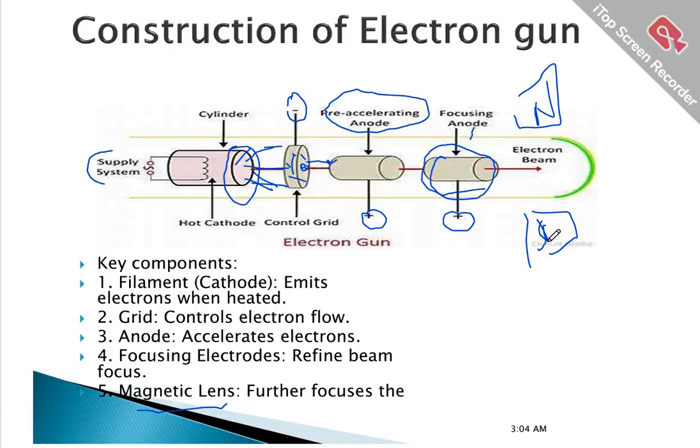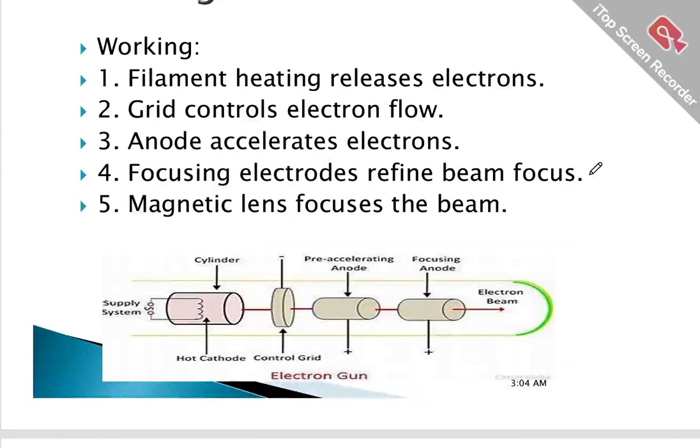South pole, sorry. So magnetic field will produce from north pole to south pole. When electron beam passes through the electric field, it will deviate from its path due to electromagnetic force, which is Lorentz force, which is determined by Fleming's left hand rule, which is given here.